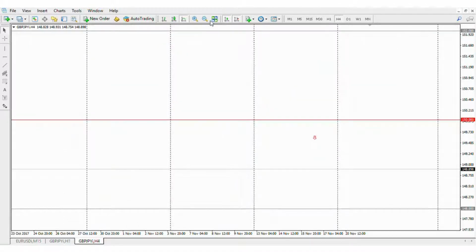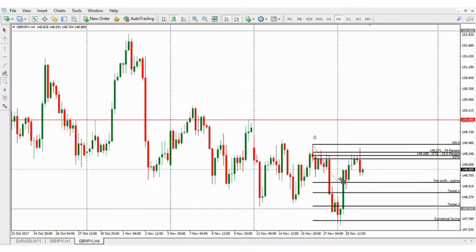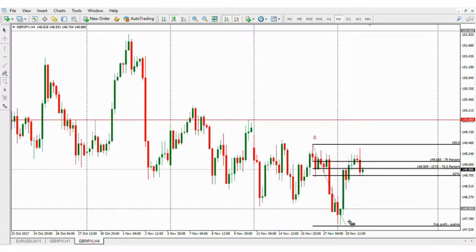I have already taken this entry, so let me just quickly mark it and show it to you, how do I do it. So I took the pips, took this high, and this is the swing low. This is the previous swing high, this is the previous swing low. So what I do is I just mark my fibs from the previous swing high to the previous swing low.